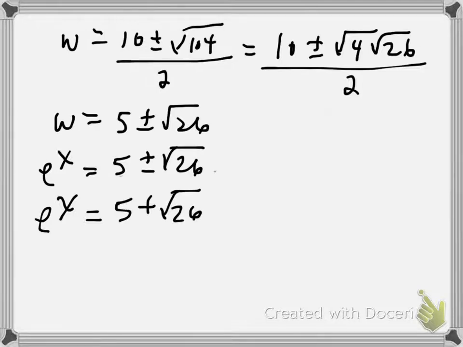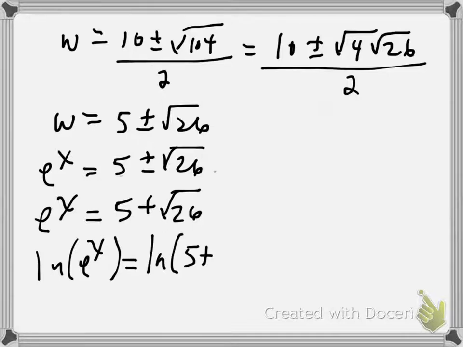Alright, I'm not done though. I have to find what x is, and so in order to do that, I'm going to take the natural log of both sides. So I'm going to have the natural log of e to the x equaling the natural log of 5 plus the square root of 26.